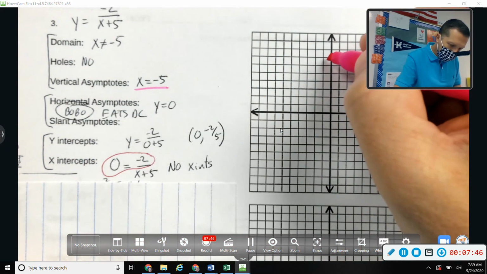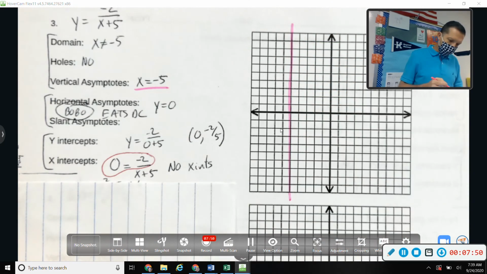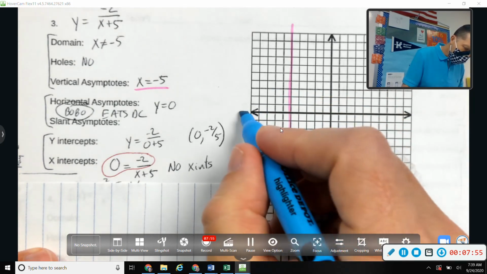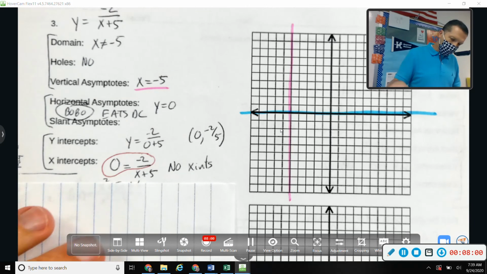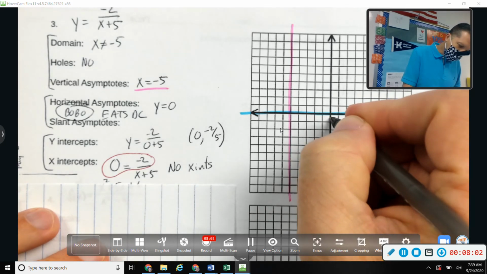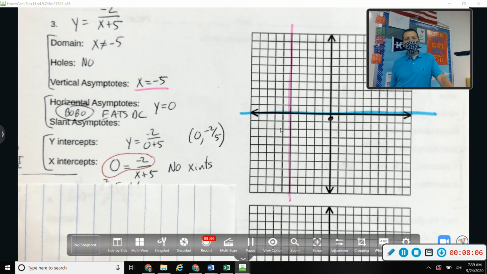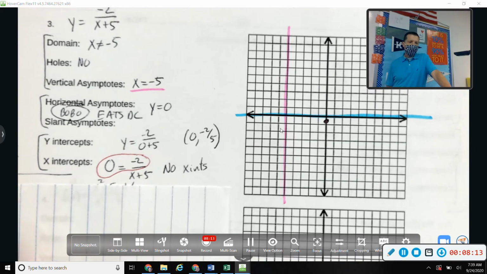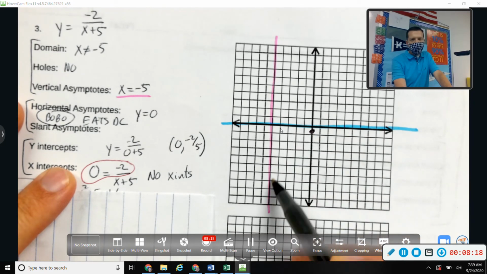Vertical asymptote, 1, 2, 3, 4, negative 5. Horizontal asymptote at y equals 0. I've got a point at 0, negative 2/5. And that's all I've got, so that's not much. I think I can do the right-hand branch. I'm pretty sure I know what it's going to do. We've done enough of these now to know what each branch looks like.